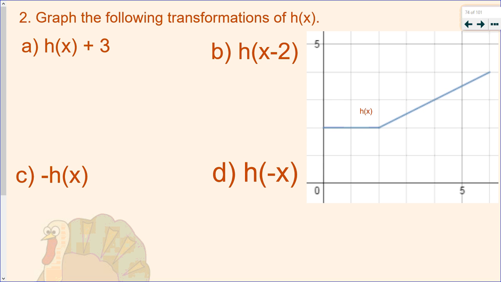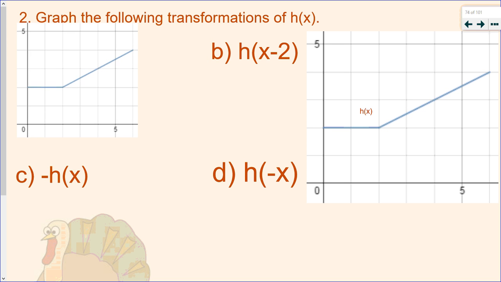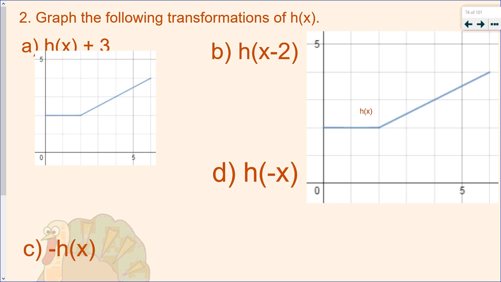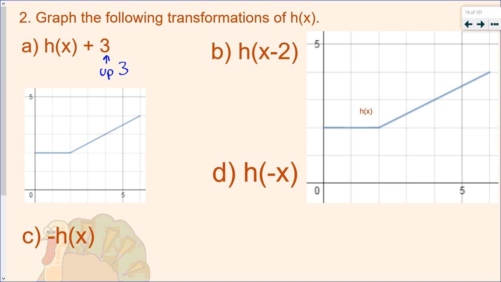Josh? Up 3. Yeah, because it's h of x plus 3, so that's just an up 3. Yes. That is exactly correct. So we're going up 3, so we're going to take that entire function and move it up 3. 1, 2, 3, and then we'll draw it up 3.